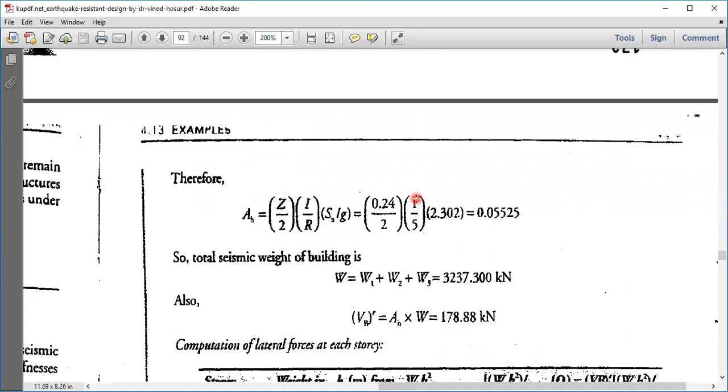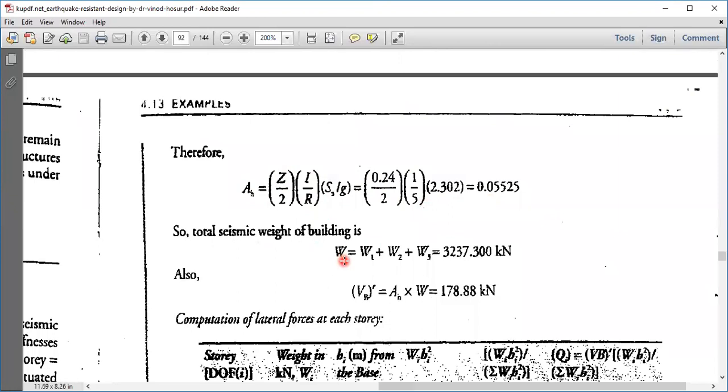I take 1.2 and R, the response reduction factor, equal to 5. Sa/g value you have calculated from the natural time period, and you get an Ah value. Then the total seismic weight we have to calculate to find the base shear. Base shear is given by Ah into total weight.